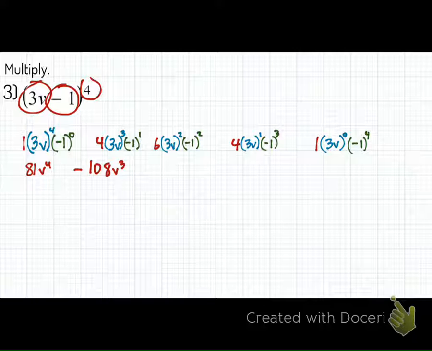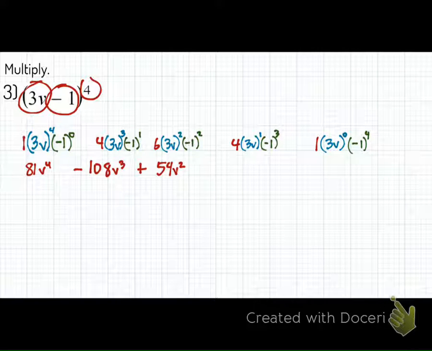Next one, we got -1 squared. What's -1 squared? +1 times 6 is 6, right? 6. Now let's keep that in the back of our head. What's 3 squared? Okay, what's 9 times 6? 54 times v squared is going to be positive 54v squared.